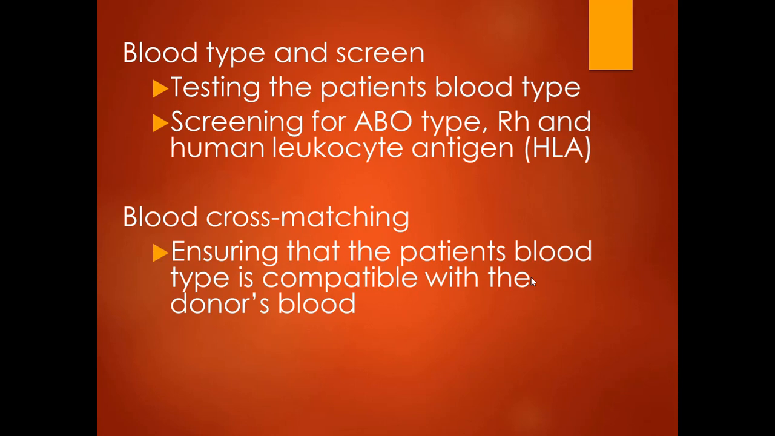Cross-matching is done once the patient is ordered to have a unit of blood. It takes the patient's blood and a little bit of the unit, and makes sure that they're compatible. So that they're not going to have a hemolytic reaction, which we'll get into further in the slides, where the blood actually attacks itself, kind of. They want to make sure that's not going to happen outside the body before we put all that blood into the patient's body.